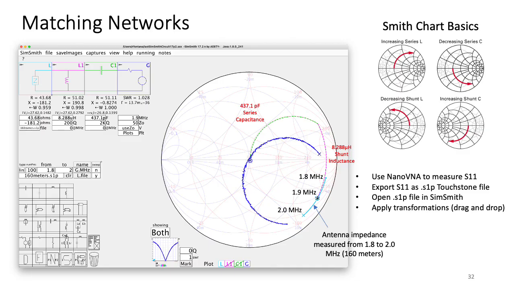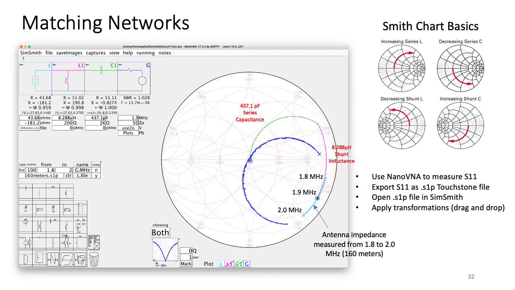Let's take a look at another example with the NFED antenna that we had previously. The antenna was designed for 80 through 10 meters, but let's say I'd like to operate it on 160 meters. Can I do so? And what do I need to do to make it happen? Well, first of all, let's look at the impedance that the antenna presents to the transmitter as a function of frequency in the 160 meter band.